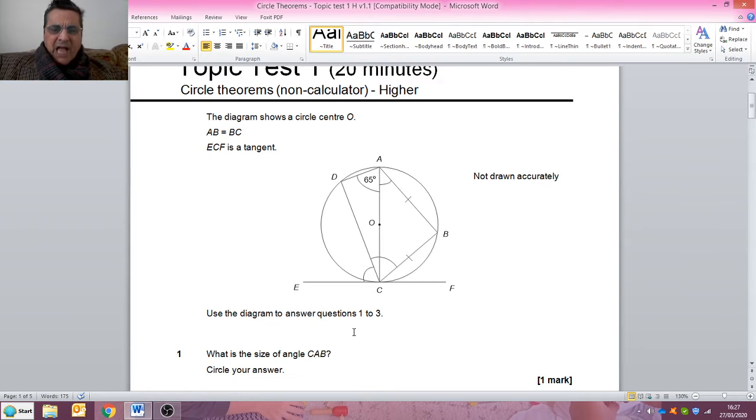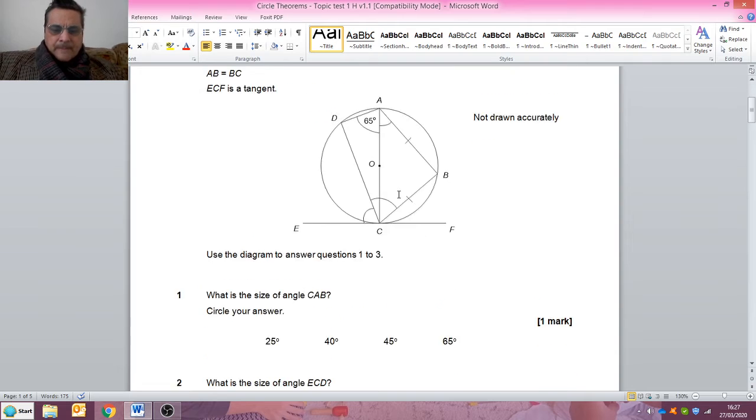How big is angle CAB? Well, look, that's a diameter because it passes through the centre. So that's 90. So these are 45 each. So CAB is 45. Job done.